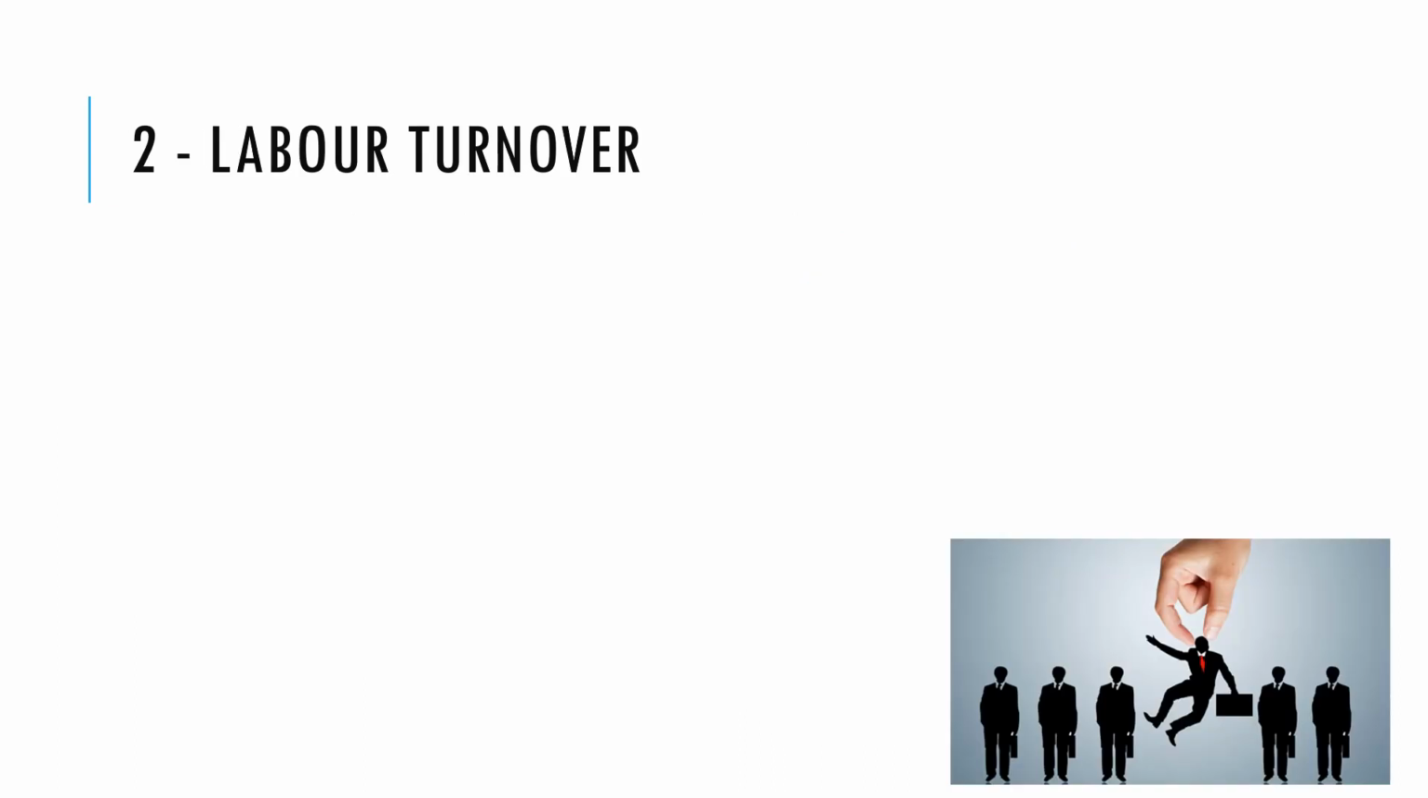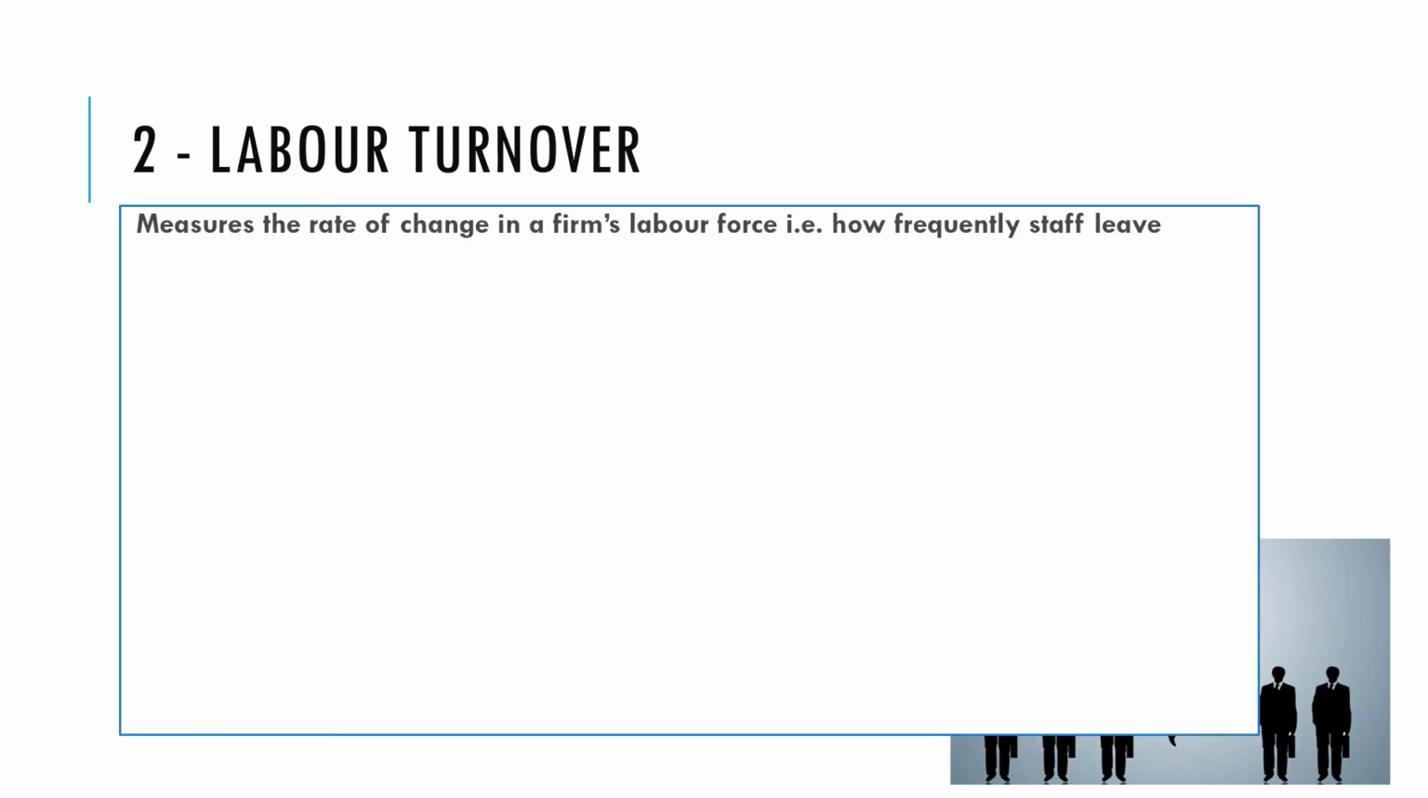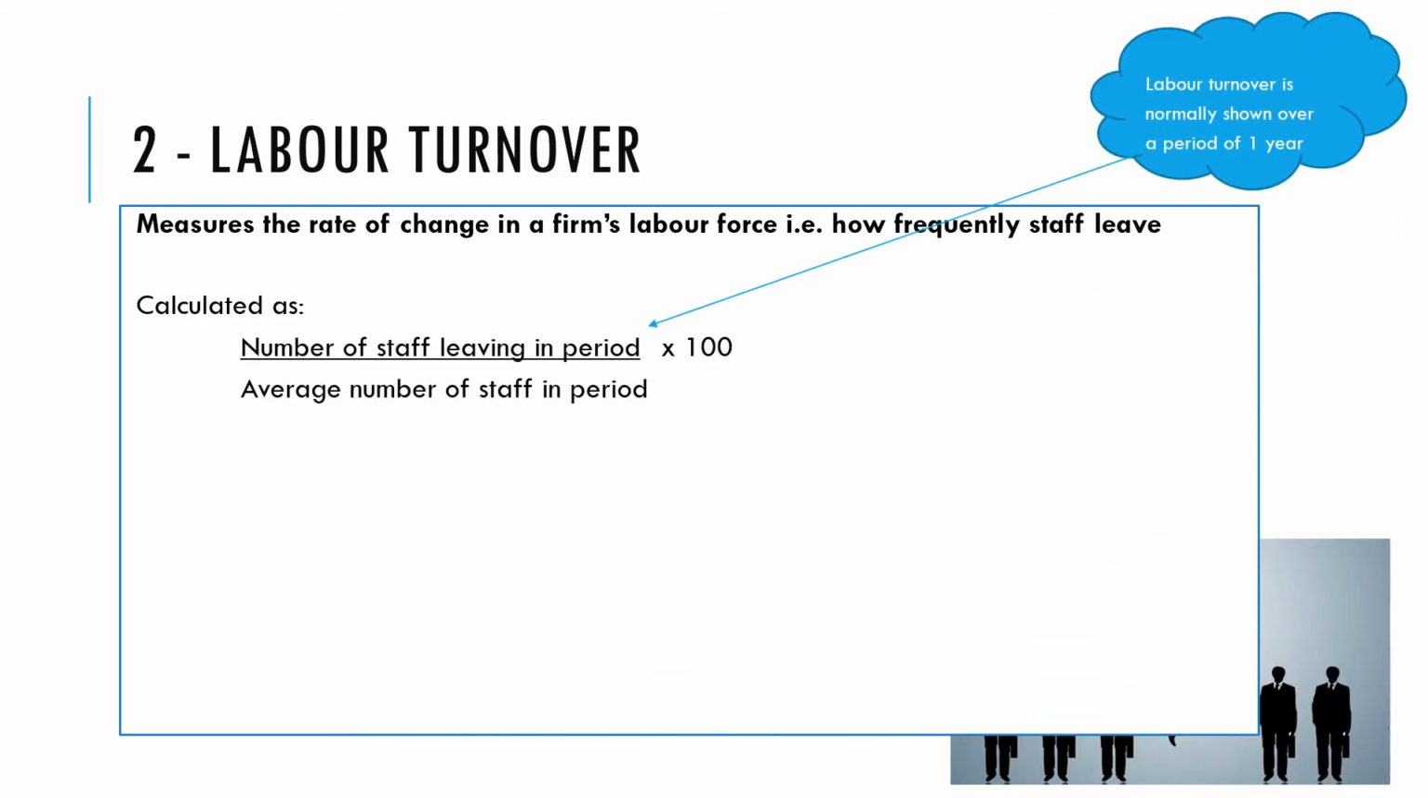Okay, let's move on to our second measure of workforce performance, which is to do with labour turnover. This measures the rate of change in a firm's labour force, the size of the labour force, by looking at how frequently staff leave. And we calculate this as follows. It is the number of staff leaving in a certain time period, divided by the average number of staff the business had in that period, times 100.